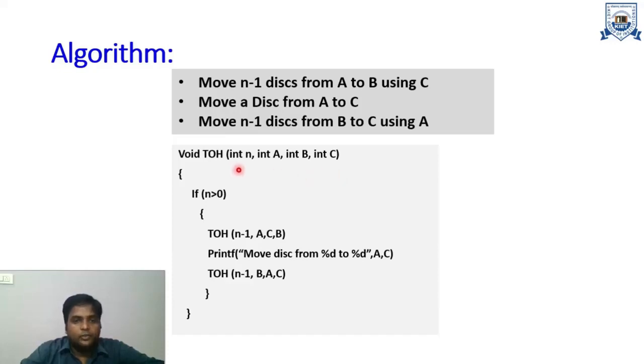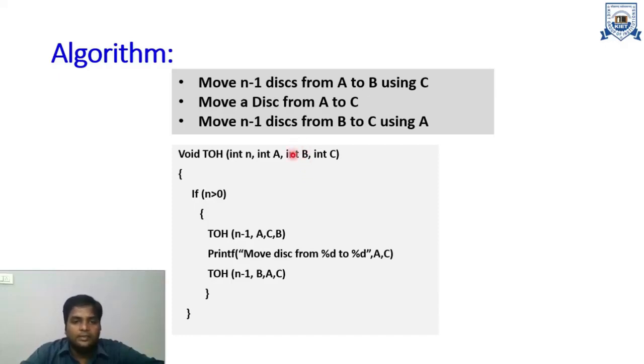As we want to move n number of disks, here we have n from A to C. A is your source and C is your destination, and tower B is basically used as the helper. If we want to move n disks from A to C, then tower B will be used. This is the middle one.